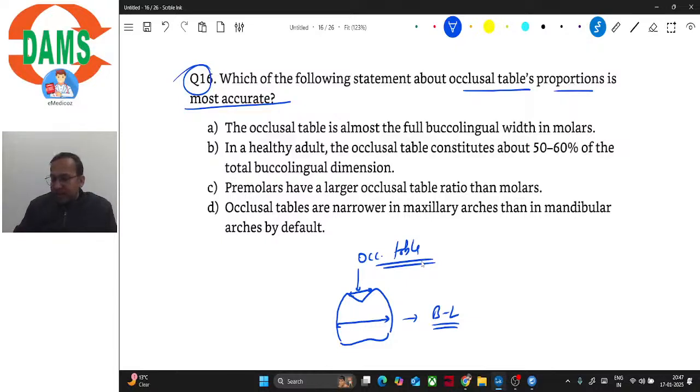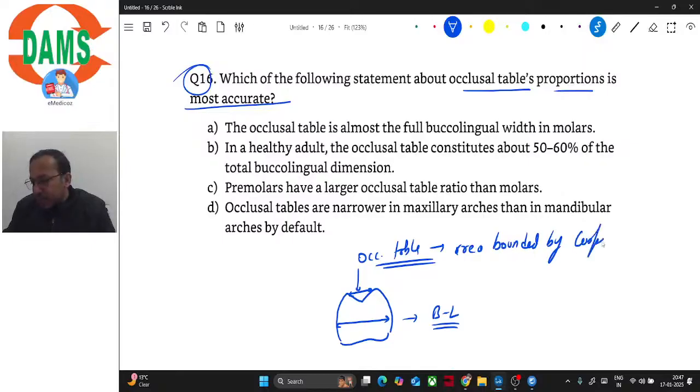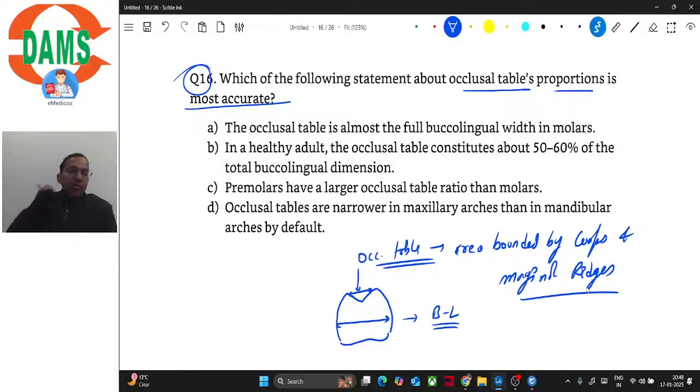right? Chew your food, right? So it is the area bounded by the cusps and marginal ridges. Clear? So that is your occlusal table. Now let's take a look at the options.